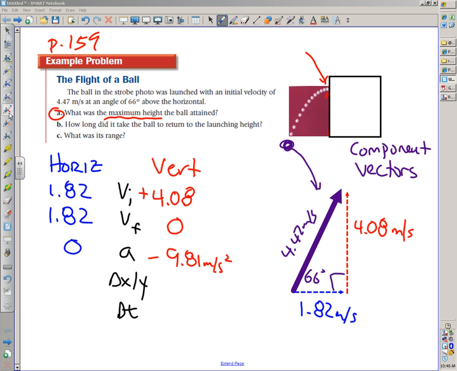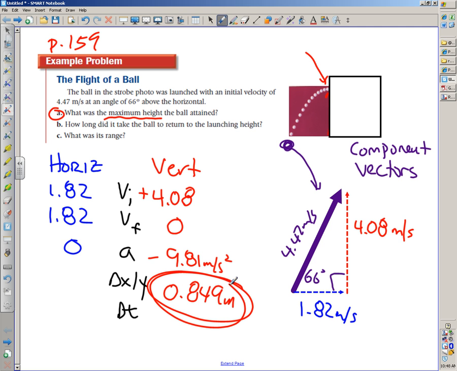It's actually 0.849. But that's a height. Yes, that's how high we threw it into the air. Oh, so we didn't throw it a meter in the air? No, because 4.47 meters per second is pretty slow. Oh, so that's just... Yeah. All right, so when you solve for this, did we get a delta y of 0.849 meters?